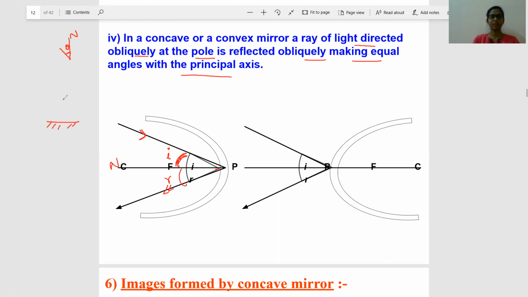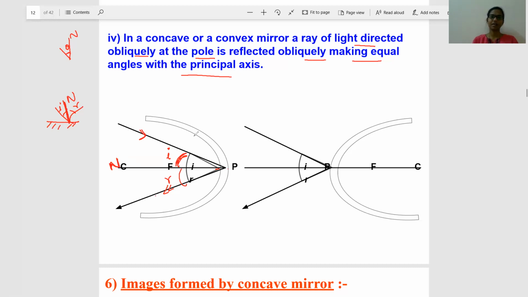This is the same as in the case of a plane mirror, where you learned the same thing. This is a normal, angle of incidence i, and angle of reflection r. The angle of incidence and the angle of reflection are both equal. Second law, same thing here. So the principal axis acts like a normal. Whatever angle it is incident at, the same angle it reflects back.